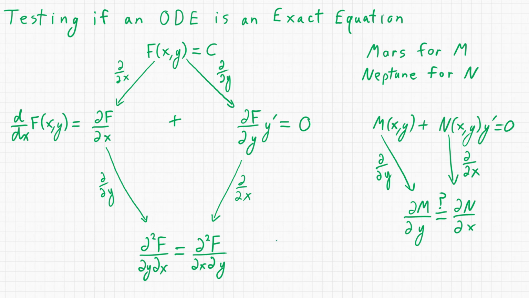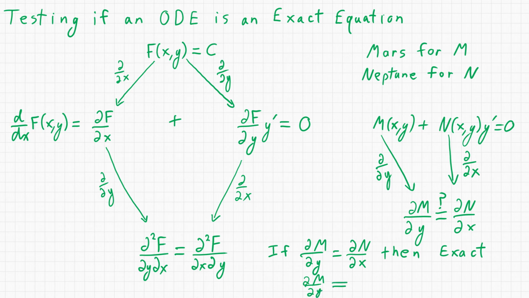So if partial M partial y equals partial Neptune partial x, then exact, meaning that this function f exists. But in the other case, if partial M partial y does not equal partial N partial x, then not exact.